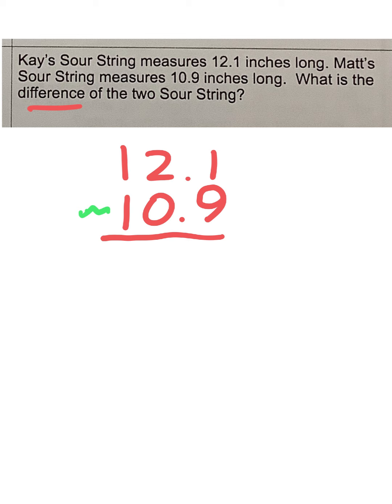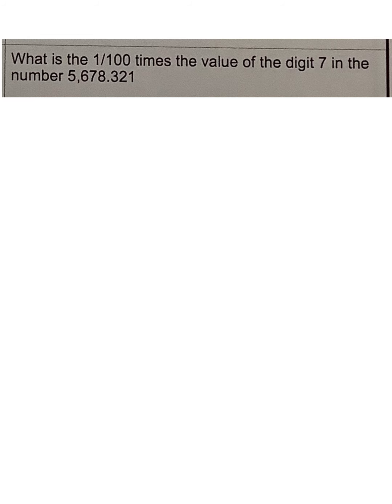12 and 1 tenth minus 10 and 9 tenths. Okay, this 1 will not go into 9, so we're going to have to cross that out and take one of these. That's 1. This is 11. 11 minus 9 is 2. Very good. And then 1 minus 0 is 1. Put the decimal right there. And then 1 minus 1 is 0. So your final answer is? 1 and 2/10. All right, fifth graders, let's look at our next one.